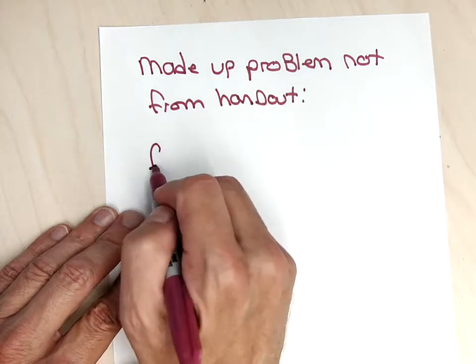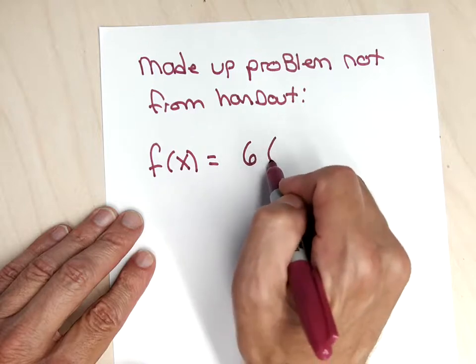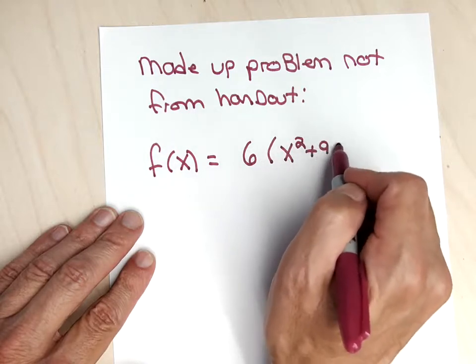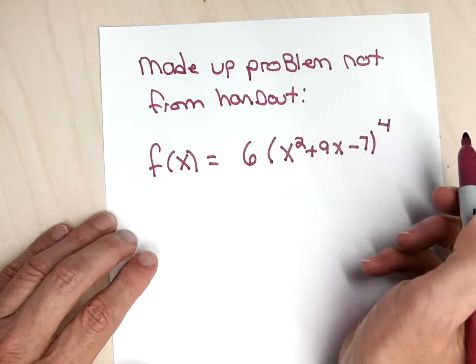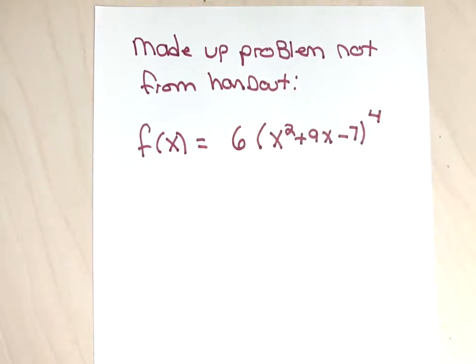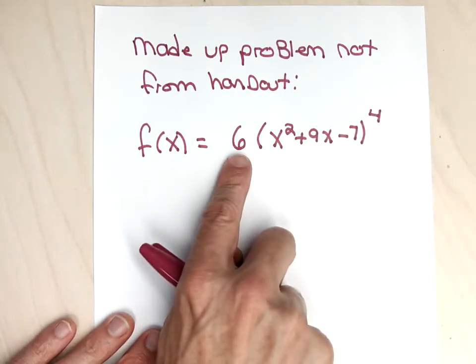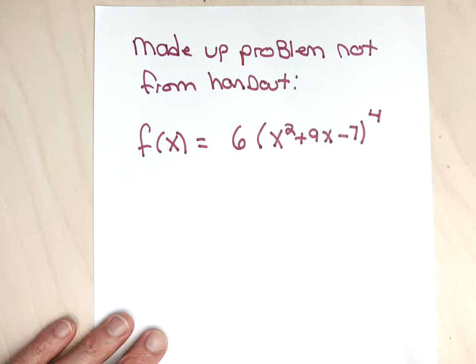So if I give you a function that has a parentheses with an exponent, and I wanted to find the derivative, this is a perfect candidate for a chain rule derivative. Anytime I have a parentheses that has an exponent, whether there's a number written in front of the parentheses or not, this is a candidate for a chain rule. Let me show you how to do the derivative.